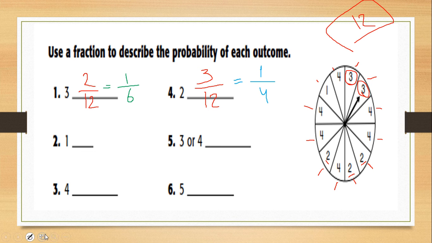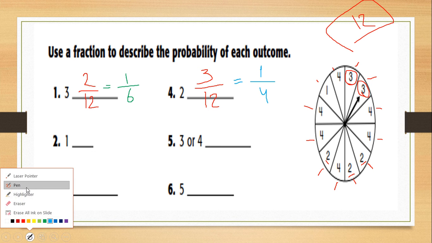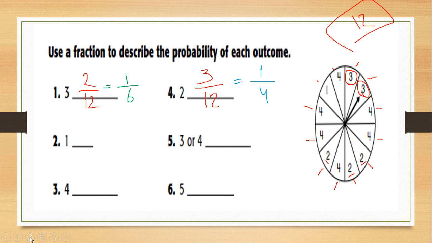Okay? Let's see the next question. What's the probability of getting number 1? We want to find it by a fraction. So we'll make a fraction. Down we'll write the total, that's 12. How many 1s do we have here? We have only one, so that will be 1 over 12.